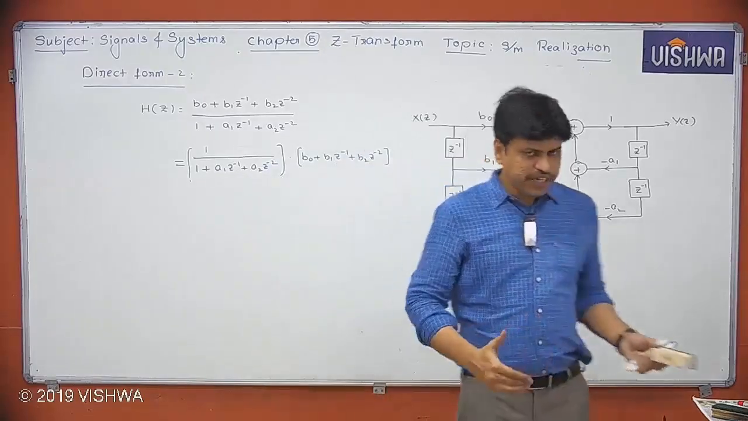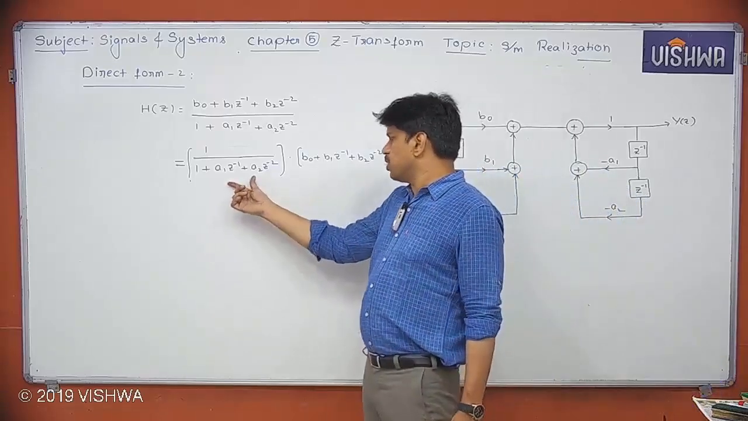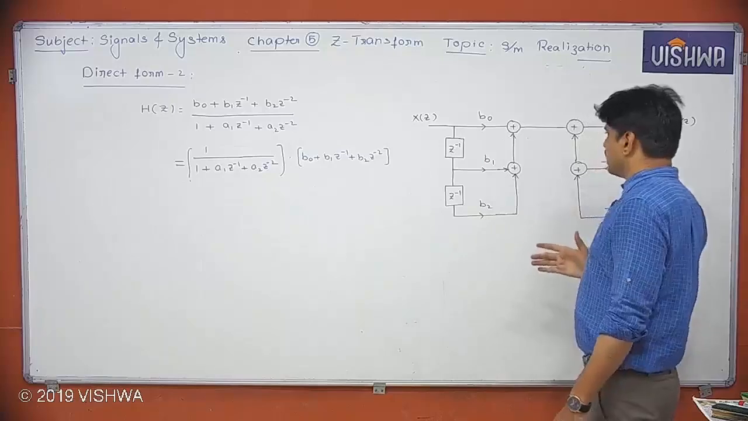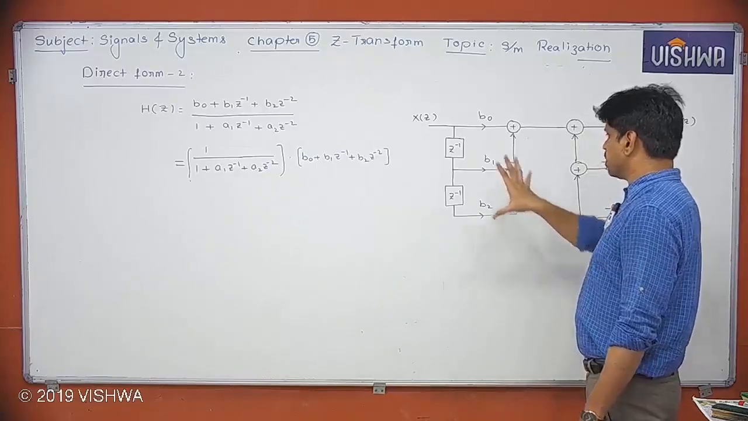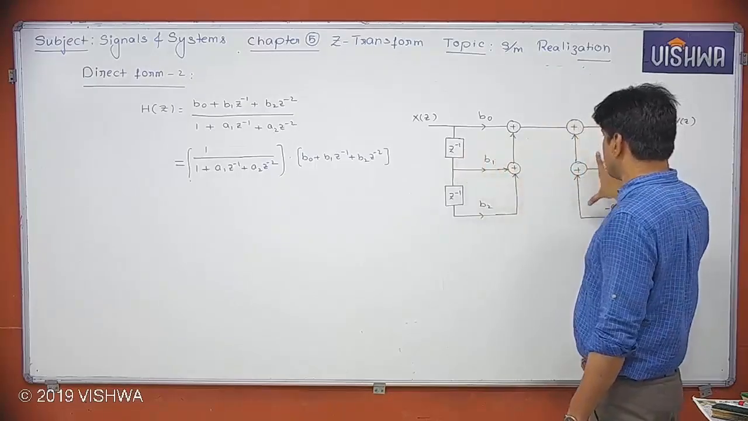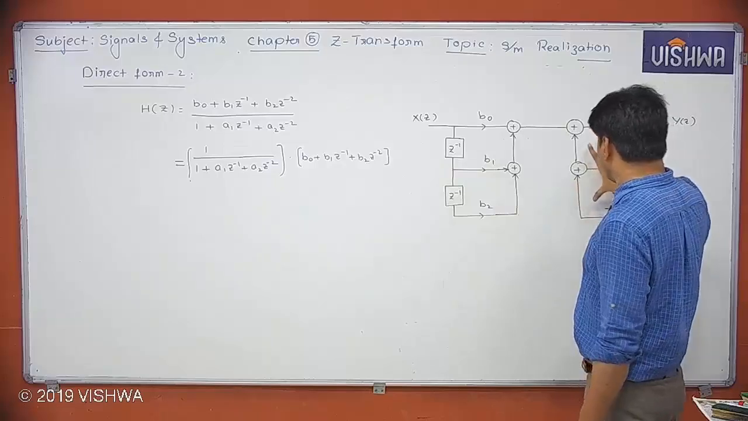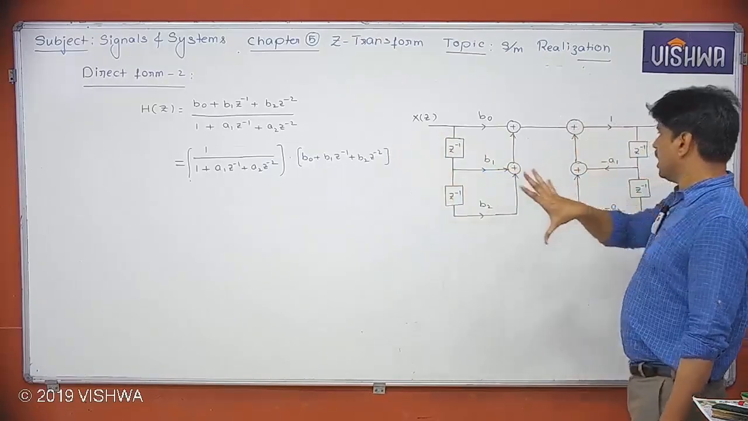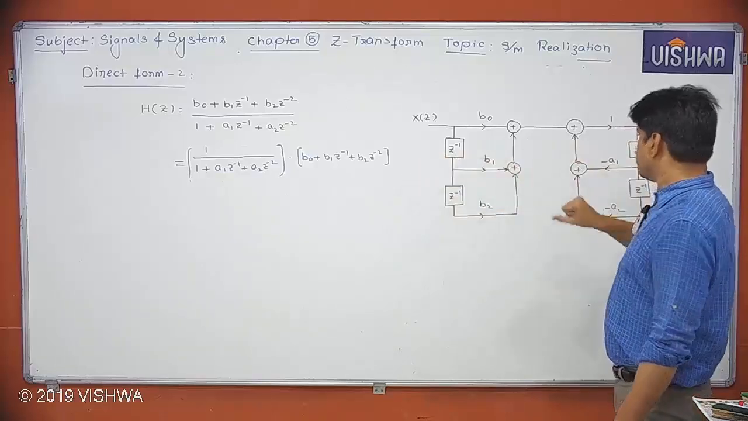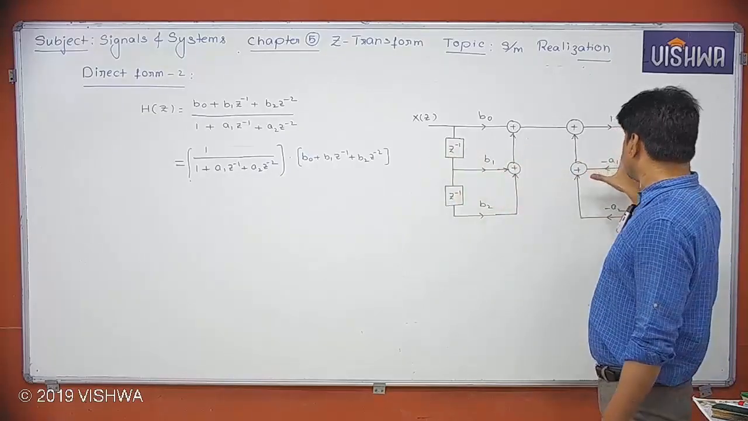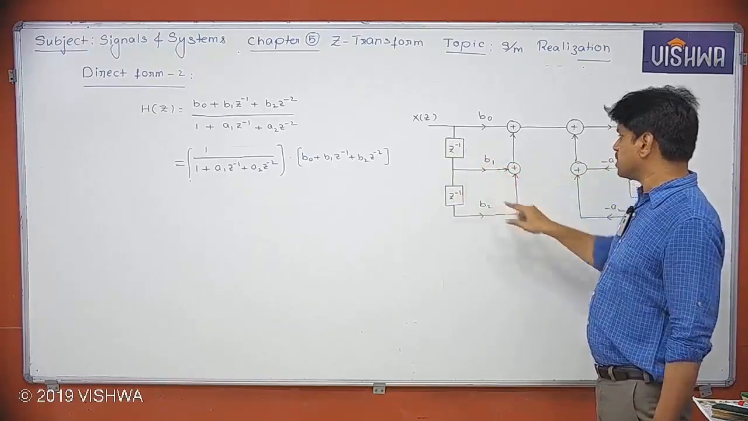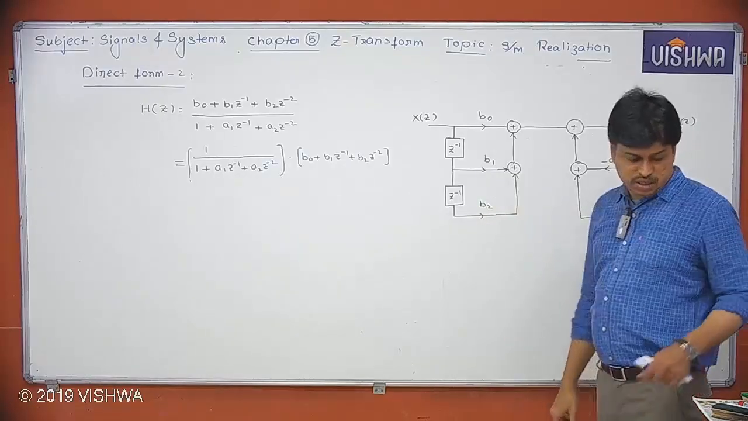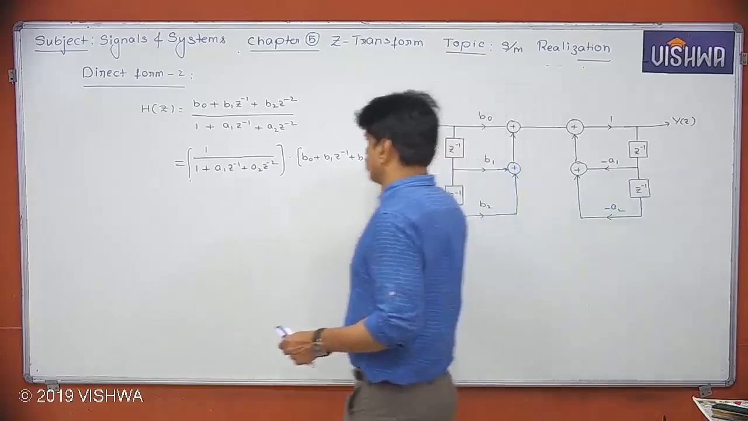See here, if I take the first block, which is going to give you the denominator, and the second block, which is going to give you the numerator. Can I simply say, because it is a linear system, I can exchange this block with this block? If I take this block and place it here, this Z inverse is going to coincide with this Z inverse. Clear or not? So let me draw the direct form 2.